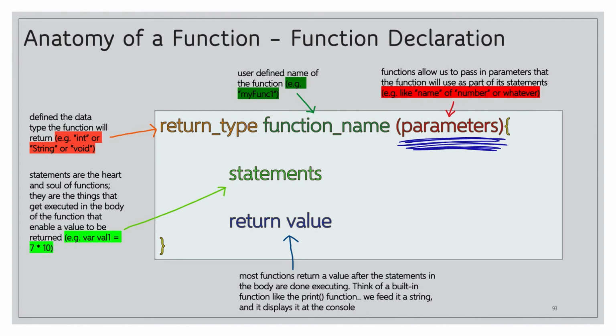Then we have parameters. Functions allow us to pass in parameters that the function will use as part of its statement, like a name or a number. You don't have to have these, right? These are optional. Some do, some don't. But a lot of the more sophisticated or more complex functions will have these. Why? You want to bring data in that you act on with your function. So you bring this data in, you manipulate it in your statements, and then you return a value based on the logic of those statements. That's generally how it works.